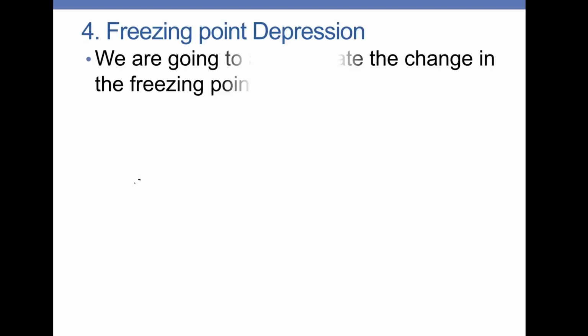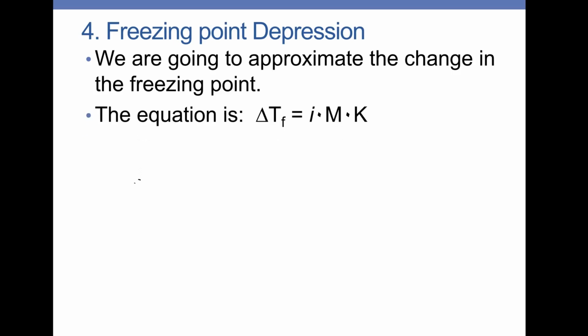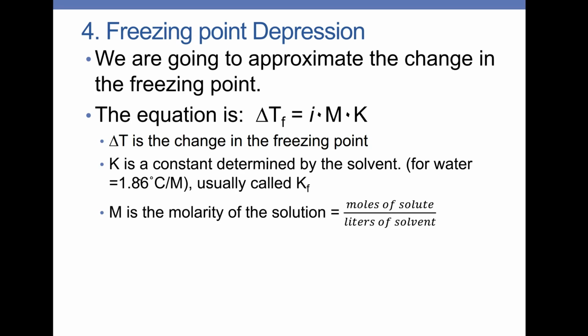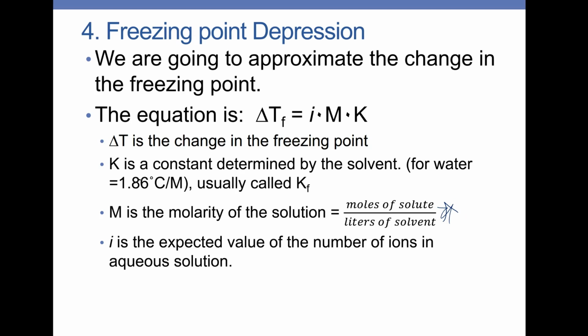Okay, the way you calculate it, we're going to approximate this one as well. The equation is very similar. The delta T_F is the change in the freezing point. K is a constant and it's determined by the solvent. For water, it's 1.86. M is the molarity. Again, you should know that. And then i is also the number of ions. So let's do a few practice problems.